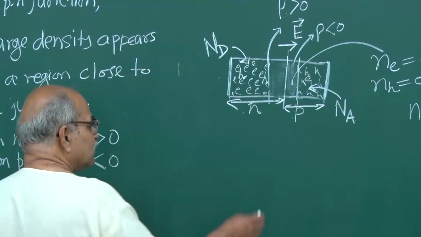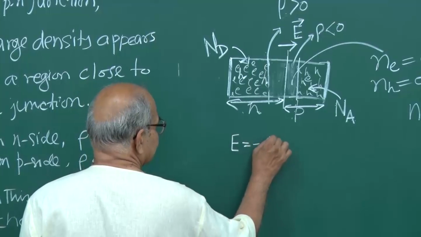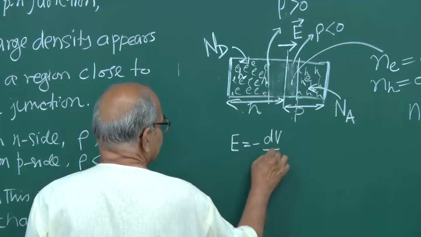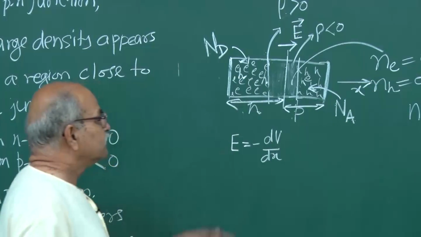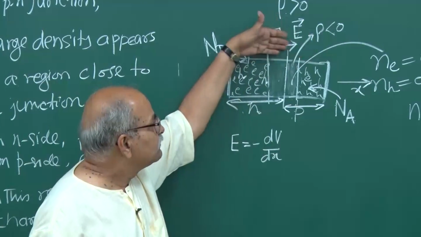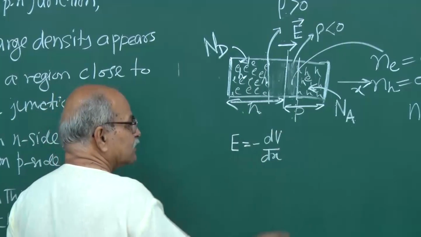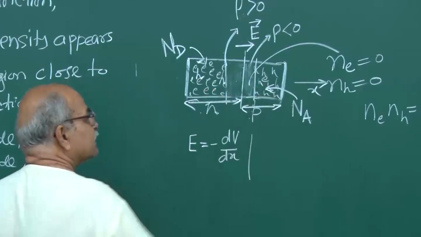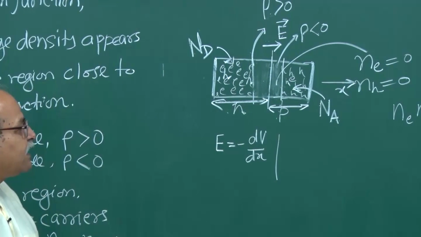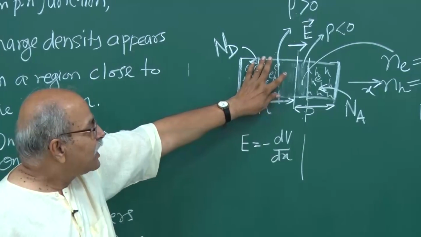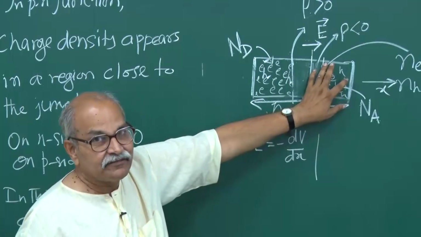You are going along the electric field. So if you go along the electric field, potential decreases, E is minus dV/dx. If I call this the x direction, and the electric field is in the x direction, then E is minus dV/dx. So potential decreases. That means this N side should be at a higher potential than the P side.